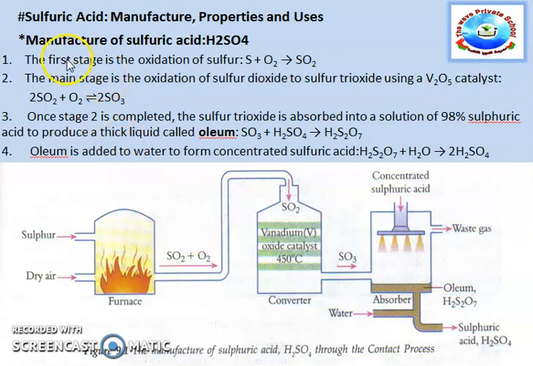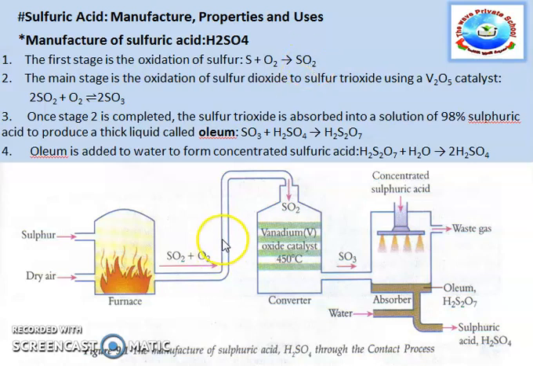So, the first stage is the oxidation of sulfur. In this furnace, there is sulfur and dry air. There is a mixture of the air in the furnace. So, what happens? Heat is passed. After this, there is the formation of sulfur dioxide.